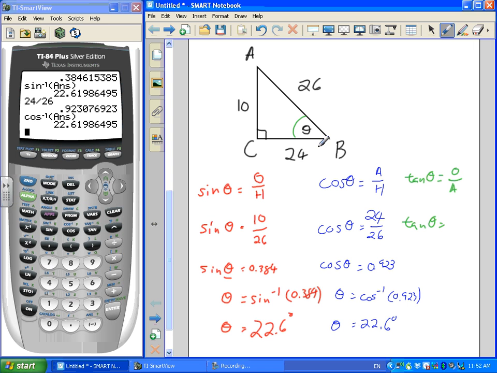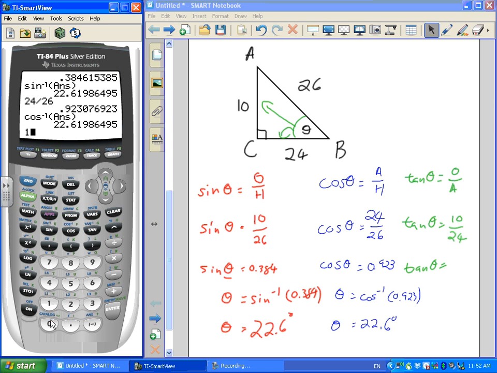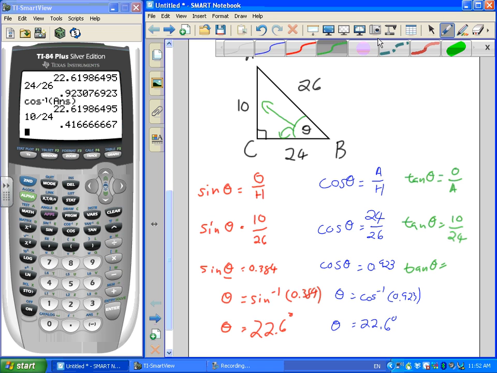Tangent. Tangent is the opposite side, still our 10, and our adjacent side is 24. 26 is what? Hypotenuse. That never changes. I'm going to stress that enough. So my opposite side is 10. I replace the O with 10. I replace the A with 24. Tangent theta equals 10 divided by 24. Right in our ratio, 0.4167.